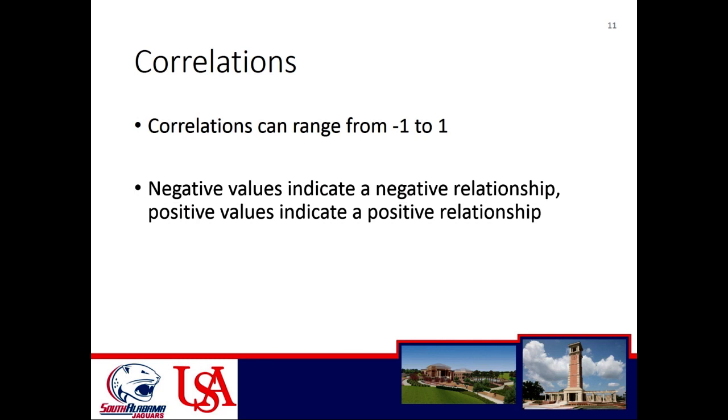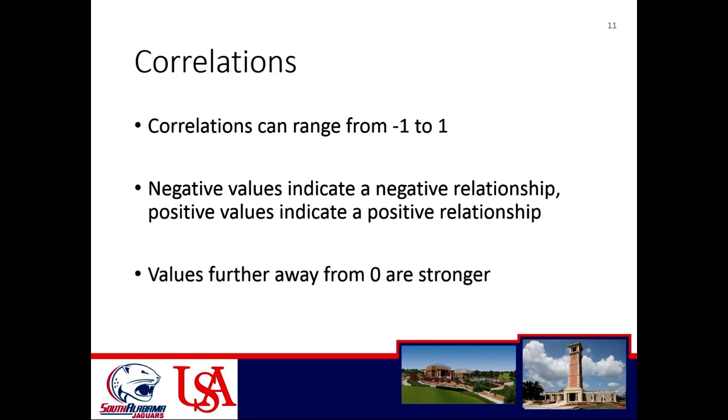Also, negative values indicate a negative relationship and positive values indicate a positive relationship. So when we were looking at those charts before, if the line is going up, then that represents a positive value, that represents a positive relationship. On the other hand, if that line is going down, then that represents a negative value, and that represents a negative relationship. So keep that in mind.